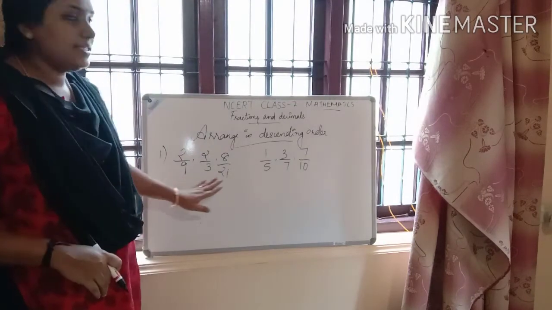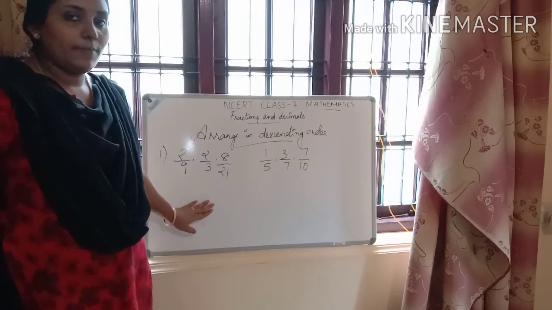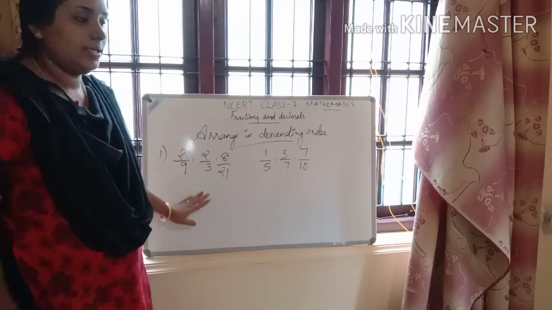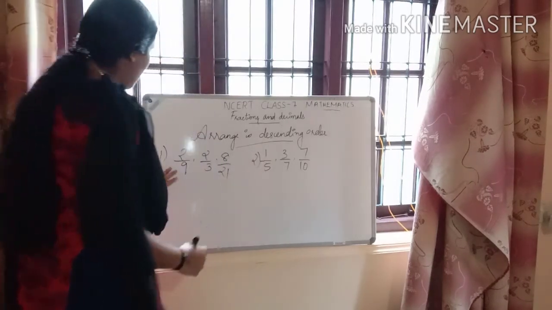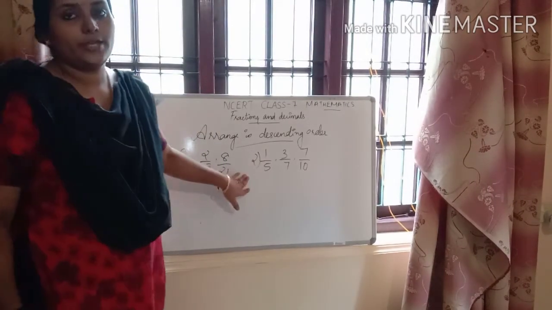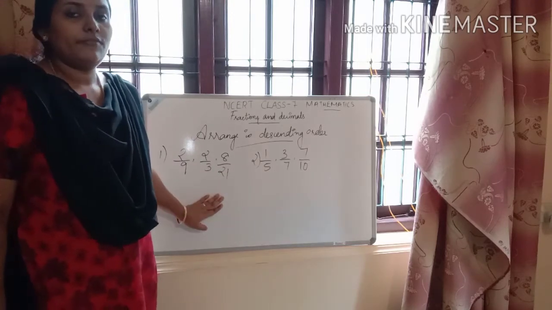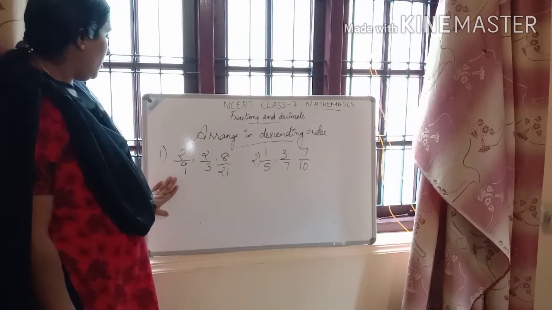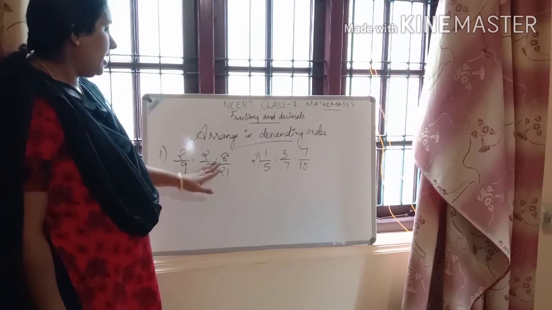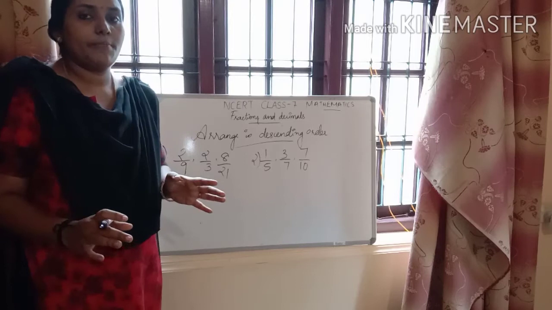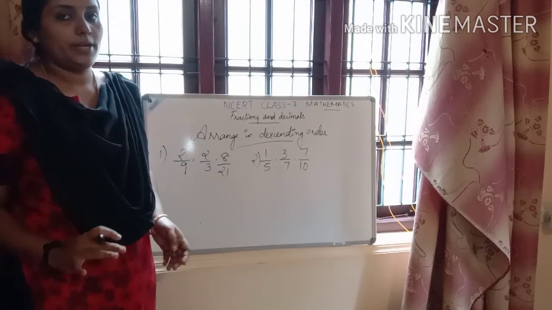See, 2 examples. Shall we solve this question? Yes. 2 by 9, 2 by 3, 8 by 21. Here 3 fractions are there: 2 by 9, 2 by 3, 8 by 21. The first step is we have to equalize the denominator.